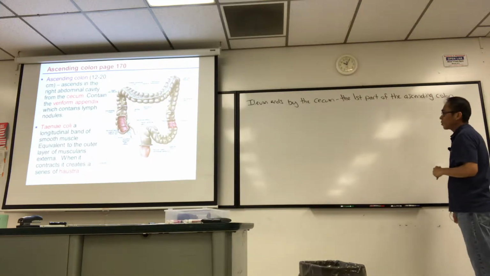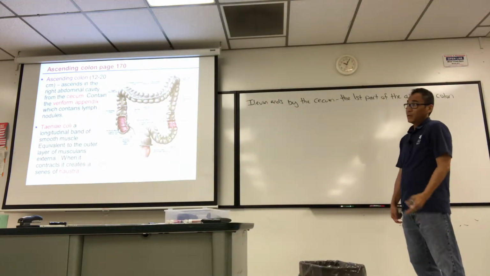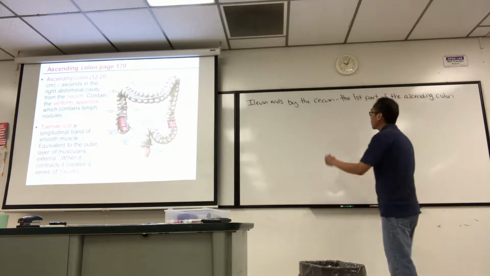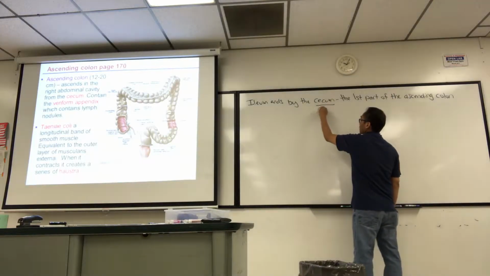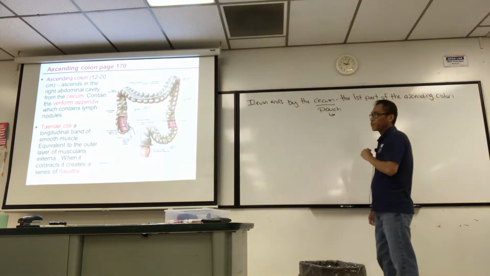The parts of the colon are named for how foodstuff is being moved along. It will ascend up the ascending colon from the cecum. The cecum is a pouch with an appendage called the vermiform appendix.